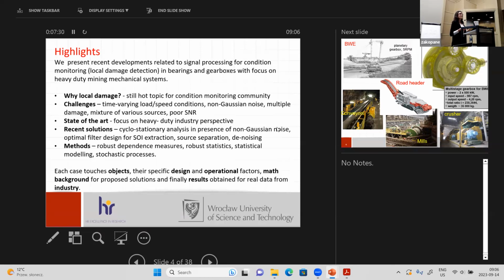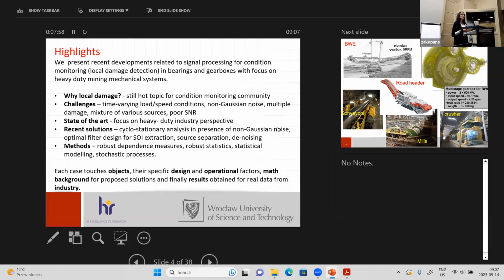Of course, there is state of the art, and there are some methods that were used previously for this kind of problem. For the assumption of Gaussian noise, classical approaches are related to cyclostationary analysis. We extend this methodology to non-Gaussian noise. Of course, there are also methods related to optimal filter design and source separation.